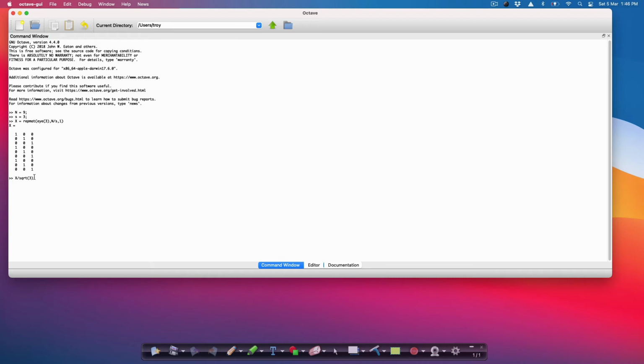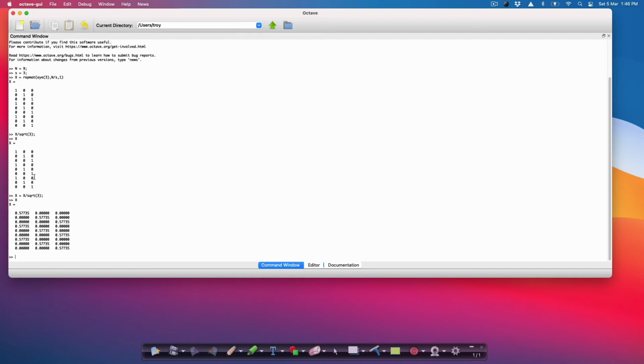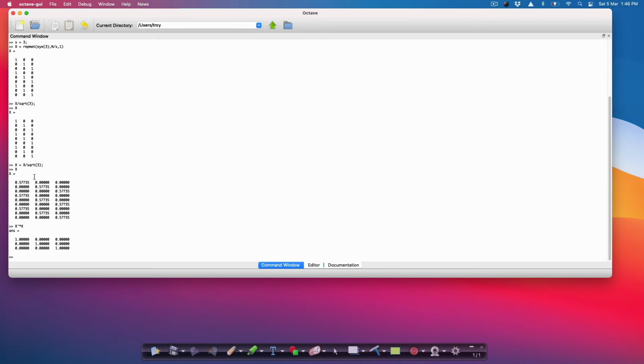So let me normalize this. I should assign that, divided by square root of 3. Let's check, yes, that should be normalized. You can check that like this. Good, so now all the columns of x are unit vectors. And now we want to apply the Fourier transform to each of these columns. In Octave, we can do that with the fast Fourier transform command.